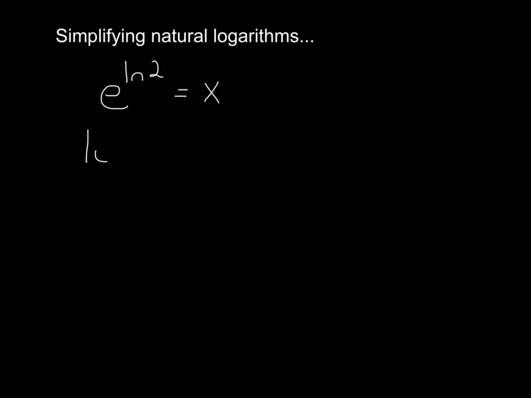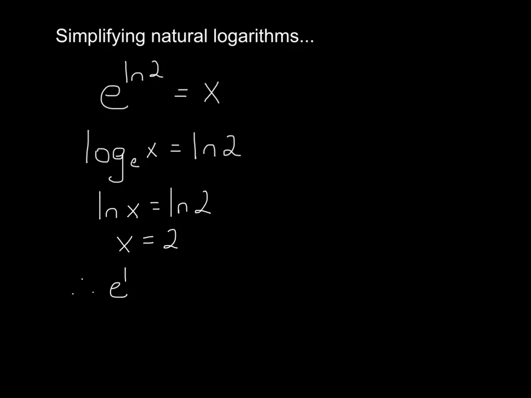So this would be log base e of x is equal to the exponent, which is ln 2, right? Log base e of x equals ln 2. So you'll notice here that we've got log base e, and we know that that is ln, that's our natural log. So we've got ln of x equals ln of 2, so x must be equal to 2. So that means that e to the ln of 2 is equal to 2.